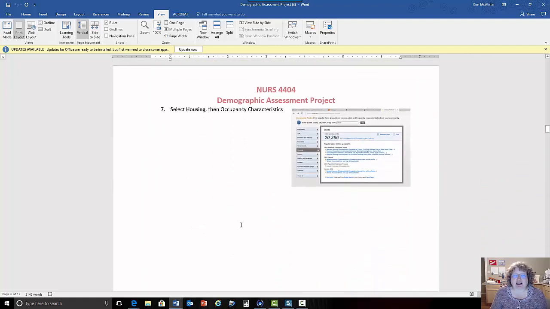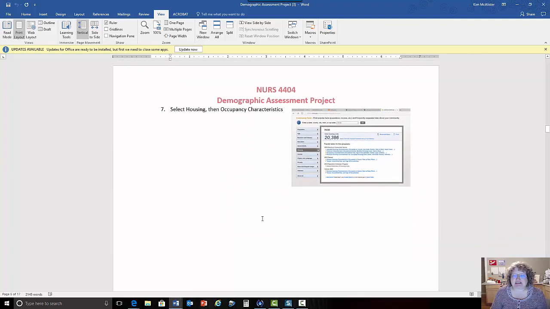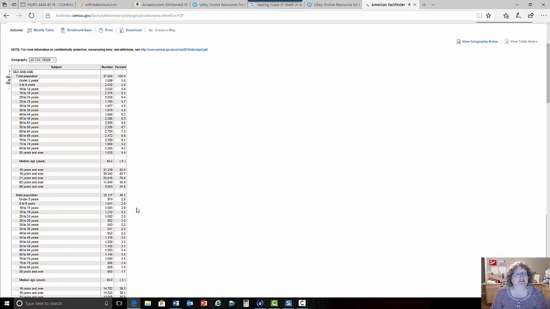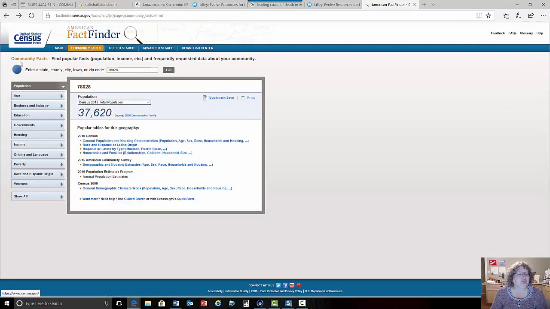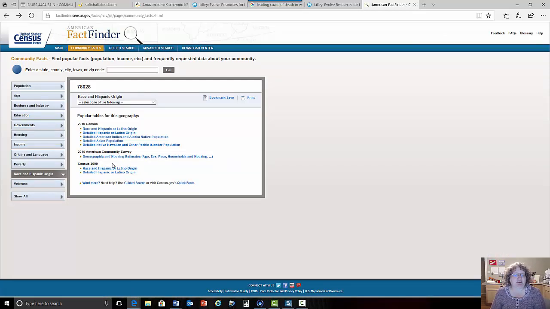Next, you're going to look at occupancy, which will be the housing characteristics, housing and occupancy characteristics. And you can see you can find the housing information here, the race and Hispanic origin that we were talking about a moment ago here. Each one of these tabs has a corresponding table.